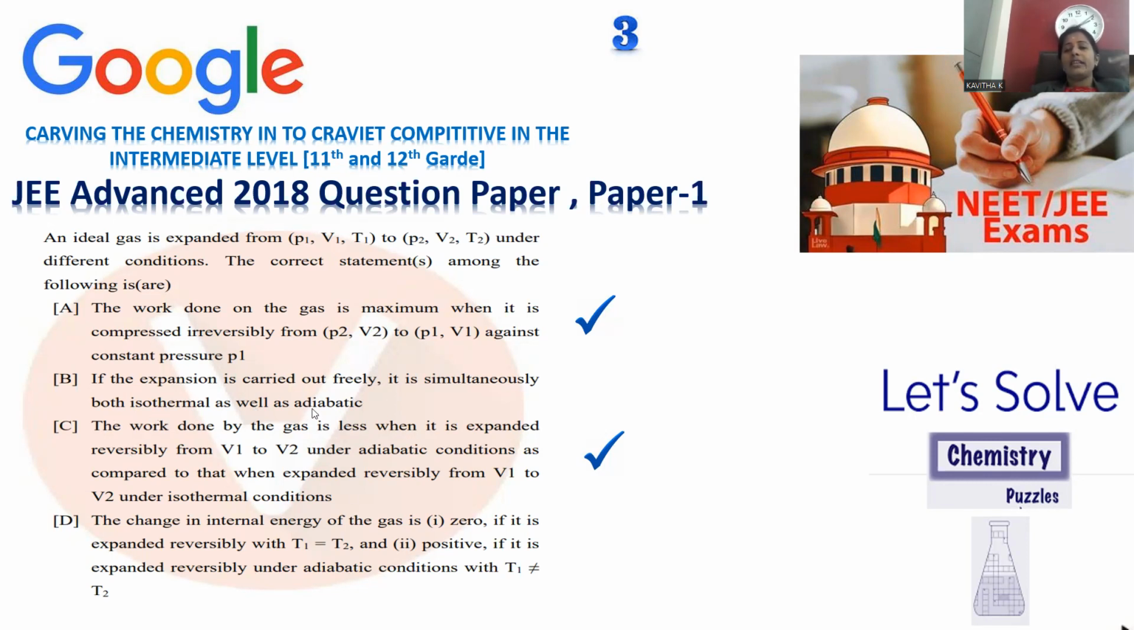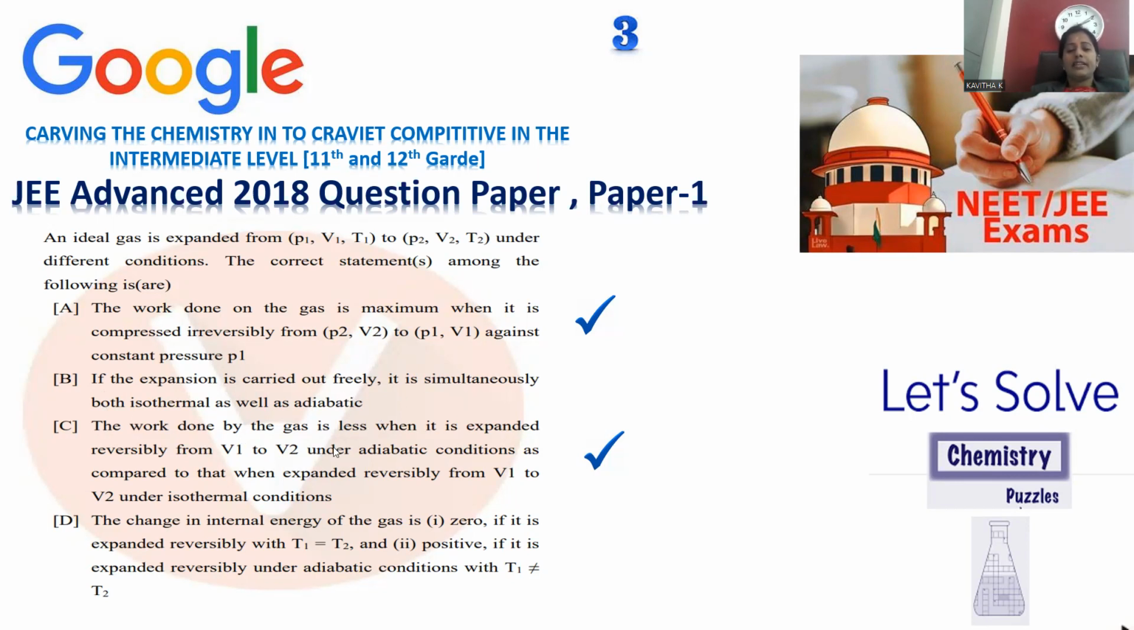Adiabatic: neither matter nor energy gets transferred from the matter to the system and from the system to the matter. There is no exchange of matter, there is no exchange of energy. If that is the condition, that is called adiabatic. Adiabatic, where energy transfer is not possible and matter transfer is also not possible, right? So if the expansion is carried out freely, the question is incomplete and needs to be expanded more.